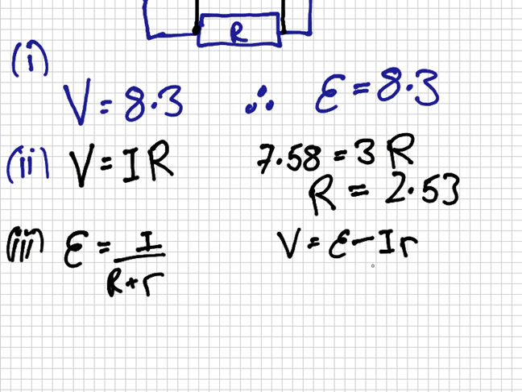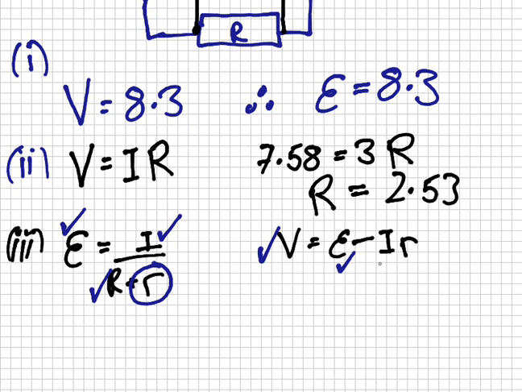Now, which formulas can we use? Let's have a look. Do I know the big E? Yes. Do I know the I? Yes. Do I know the big R? Yes. And do I know the small r? No, but I could get it from this formula. Here, do I know the big V? Yes, and I know this. So I could use both.